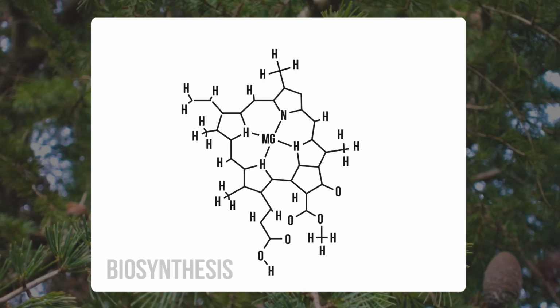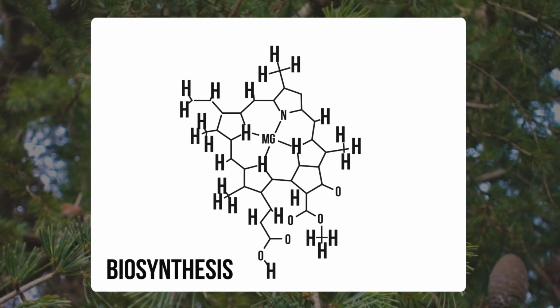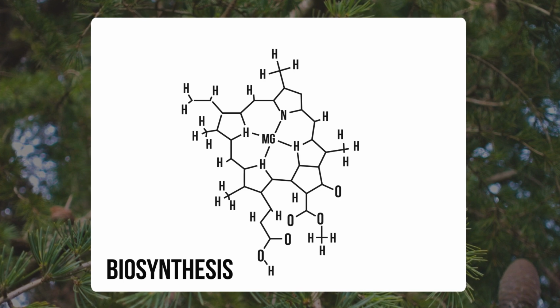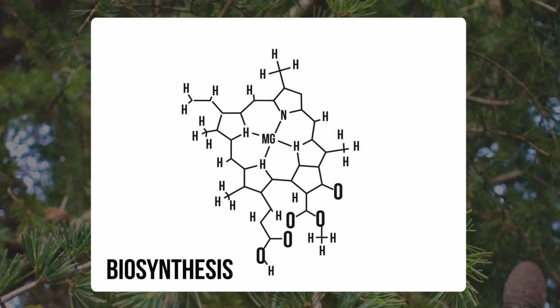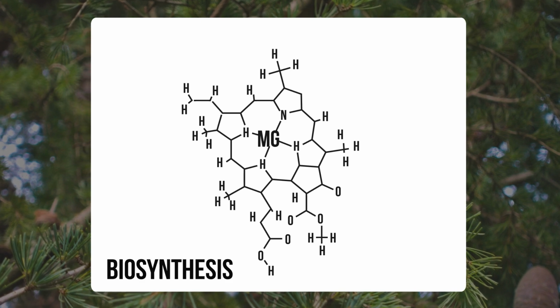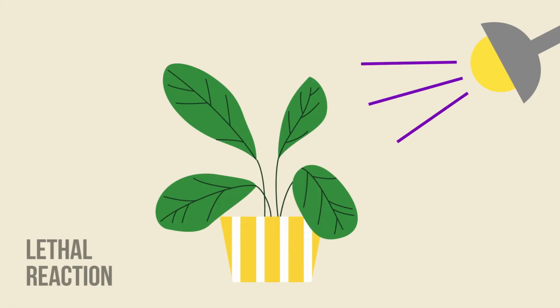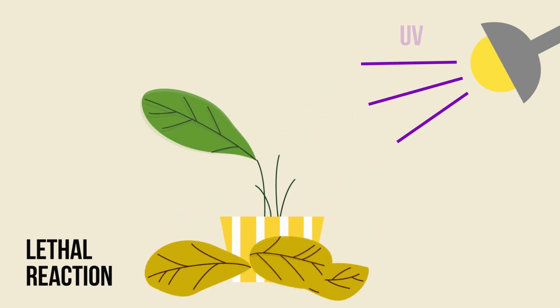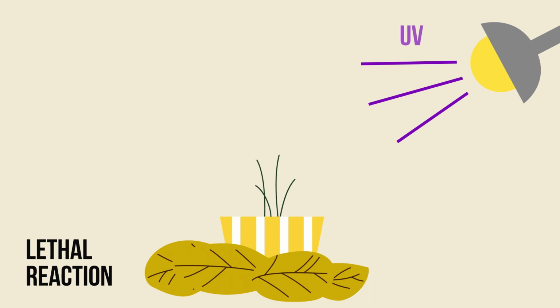The next reaction is biosynthesis. It's a complex chain of successive stages of the synthesis of organic molecules. A very good example of a chemical reaction that normally proceeds under the influence of light is the synthesis of chlorophyll. And the last of them is a lethal reaction. You can destroy plants if you choose incorrect light sources, for example, ultraviolet. It is a high energy radiation which damages plants.